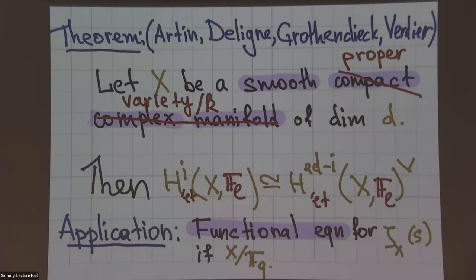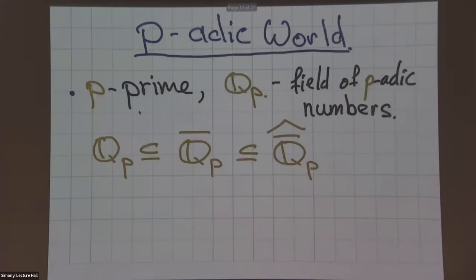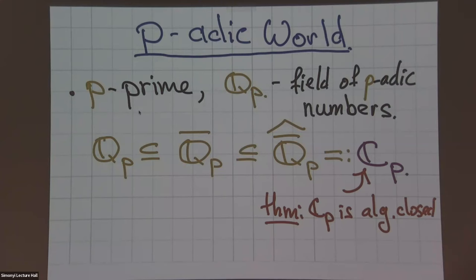Now I want to discuss the p-adic world. This is what my thesis was really about. In this situation, we fix a prime number p again, and we consider the field of p-adic numbers. But again, similar to the previous situation, we want to make it algebraically closed. So we first take its algebraic closure, but then it's not necessarily complete, so we just complete it and we call this field C_p. It's a theorem that C_p is actually algebraically closed. So it's a field which is both complete and algebraically closed, a p-adic analog of the complex numbers.